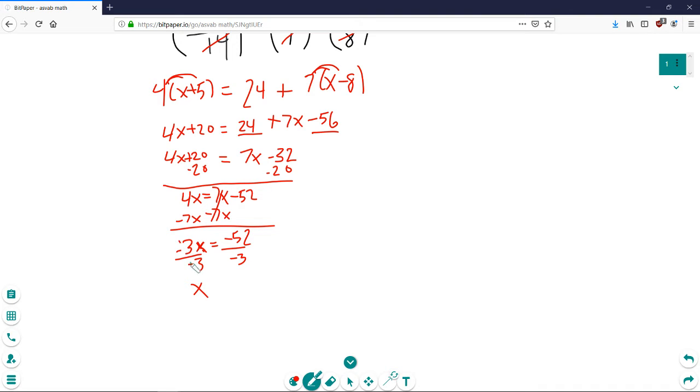So we get an x over here. And of course, a negative divided by a negative is a positive. So we're just going to get x = 52/3. And of course, you can turn this into a mixed fraction if you wanted to. But that's essentially how you would do a problem like this.